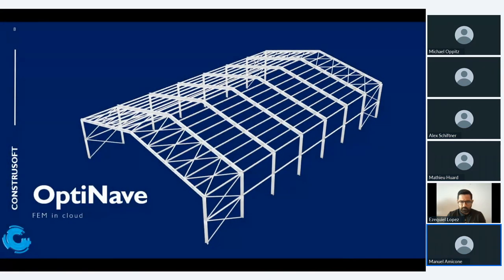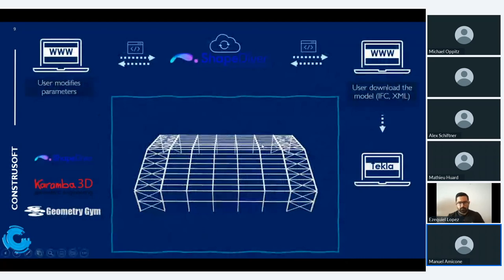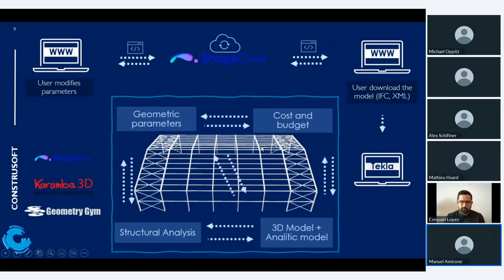I'm Manuel from Construsoft, and I will talk about Optinave. Optinave is our web configurator. It's a web app that performs structural analysis on the cloud using ShapeDiver and a Grasshopper algorithm that includes a wind load generator according to the Eurocode, Karamba 3D for the structural analysis, and Geometry Gym for the exportables. And the user can obtain a first estimate of the cost, materials, and forces of the model in seconds. The app algorithm integrates geometric parameters, cost and budget, structural analysis, and 3D modeling, obtaining an optimized solution for warehouse steel structures in seconds.